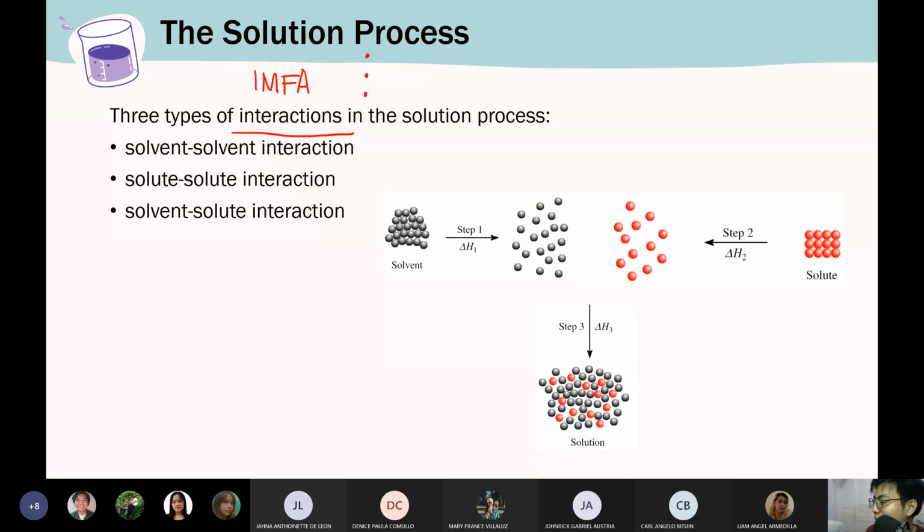Okay. Dipole. Isa yan. Dipole, isa yan sa IMFA. London, meron pang isa, meron pa. And hydrogen bonding. Okay? Okay, ayan, gets nyo na yan.